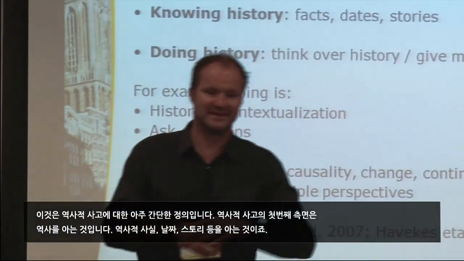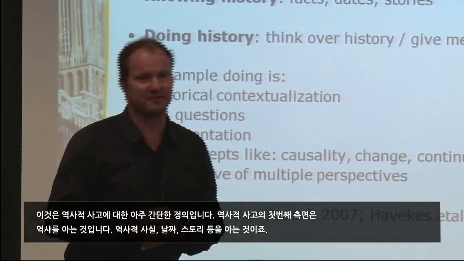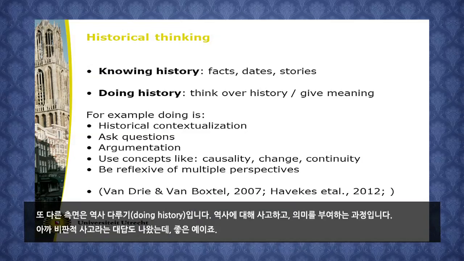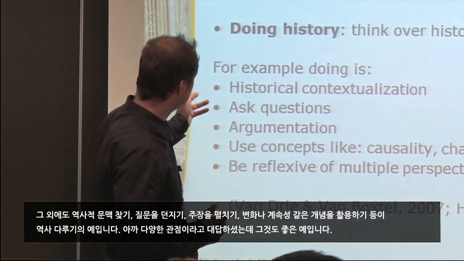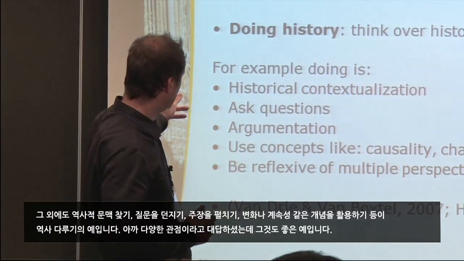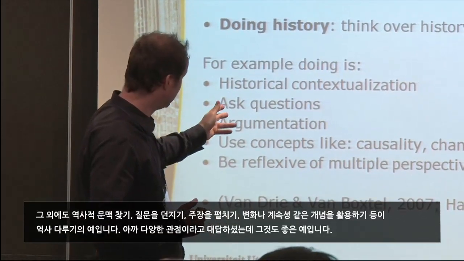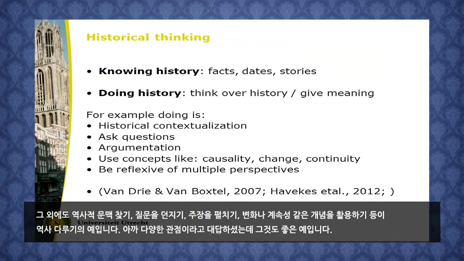Okay, this is a very simple definition of historical thinking. On the one hand, historical thinking is knowing history, facts, dates, and stories. On the other hand, it's also doing history. You have to think over history, give meaning to history. I already heard a very good example of critical thinking. Other examples are historical contextualization, ask questions, use argumentations, use concepts like change and continuity, and I also heard here multiple perspective, be reflexive of multiple perspectives.